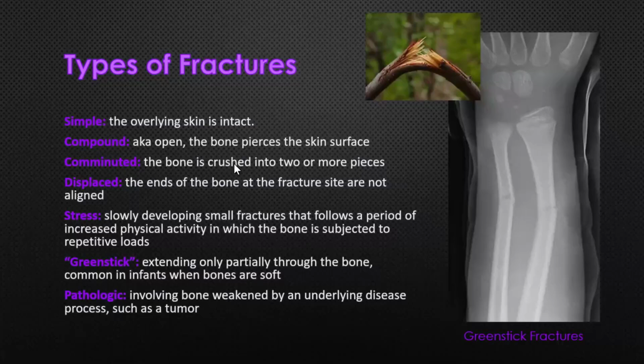Comminuted is when the bone is crushed into 2 or more pieces. Displaced, like it sounds, the bone fragments are out of place, so that's when it needs to be repositioned into place or is not going to heal correctly. And we'll talk about risk factors of non-healing. Stress fracture is a slowly developing, small fracture from increased physical activity where the bone's subjected to repetitive loads.